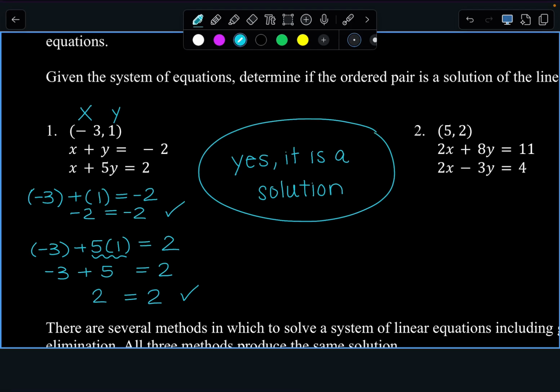Questions about that first one and what it means to be a solution? So just to recap, we plugged in both of those values for x and y in both of those equations. Because it worked in both, it was a solution to that system. If we were to graph both of those, it means that those two lines would cross at the point -3, 1. Thumbs up, middle, or down.